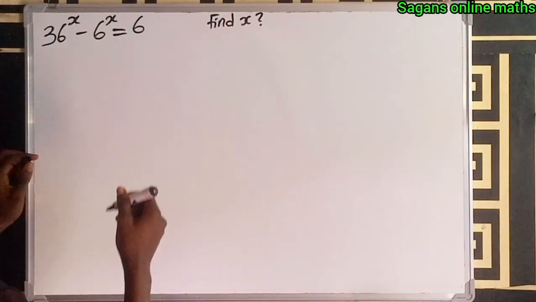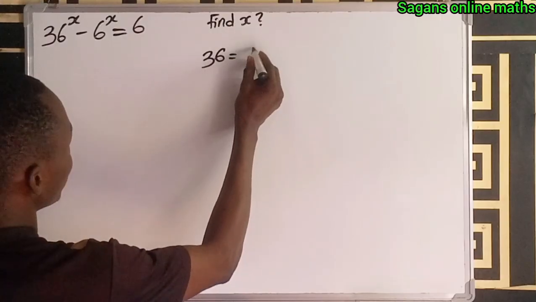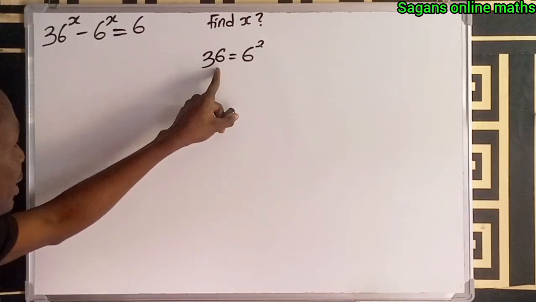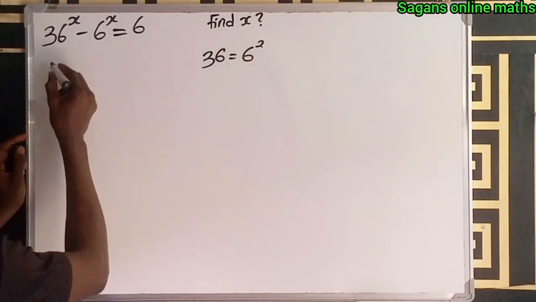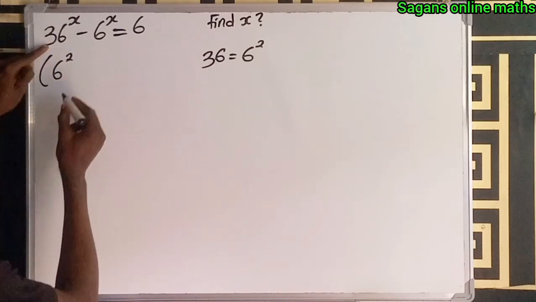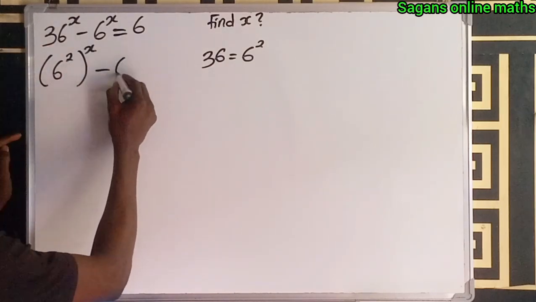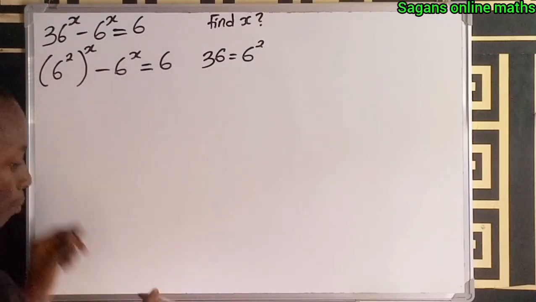Now, do you know that 36 in index form is equal to 6 to the power of 2? So we are not wrong if we decide to write 36 as 6 to the power of 2. So this is 6 to the power of 2 to represent 36, all to the power of x, minus 6 to the power of x equals 6. Okay.